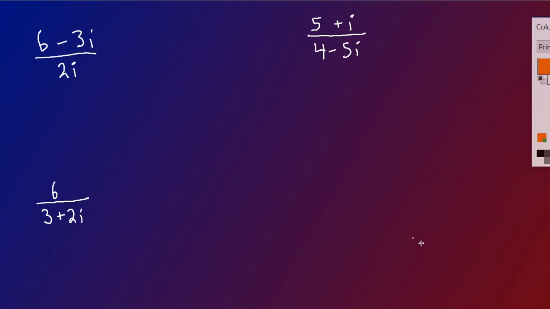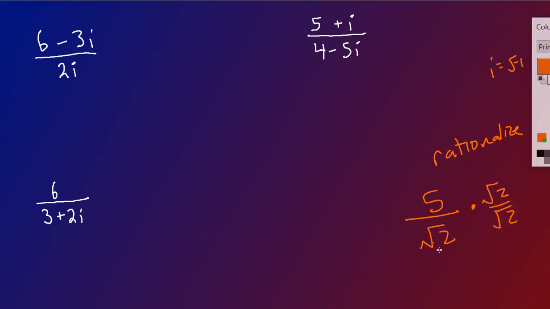Now, you should have learned in algebra, like if I had something like this, I can't leave a radical in the denominator. So I would do something called rationalize. So we need to rationalize these. We can't leave the i in the denominator because that i is square root of negative 1. So I would rationalize like this. Root 2 times root 2 is root 4. And then I can't multiply those, so I just write it like that. And the square root of 4 is 2. So this would be that simplified.